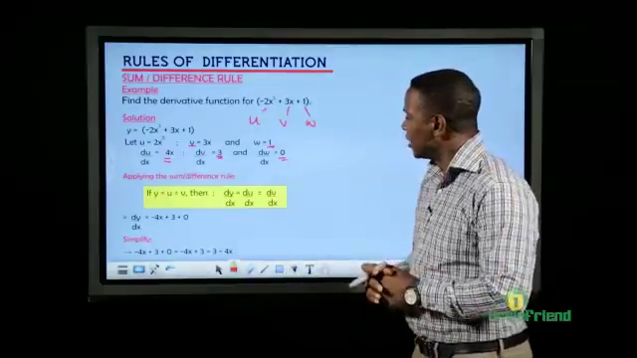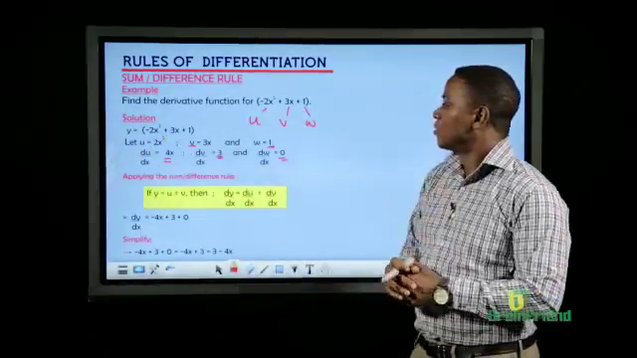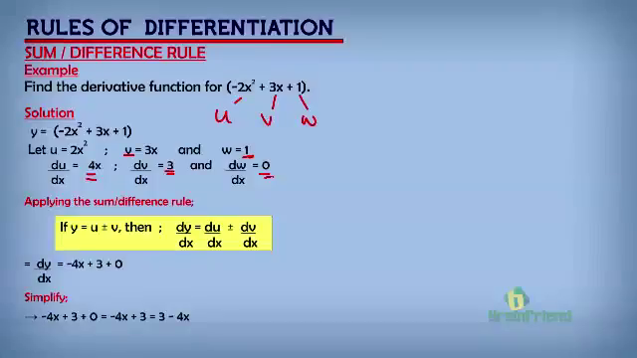What we have to do next is to add up all our individual derivatives or subtract them as the need may arise. Let's do that quickly. So we have dy dx of our function here to be minus 4x. Remember, we have minus here. And that's our minus 4x plus 3 plus 0.